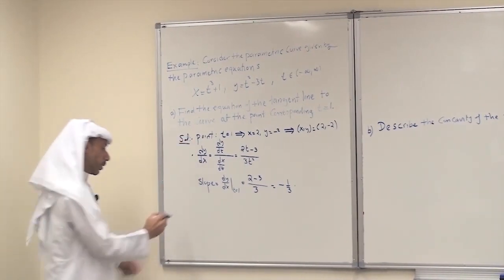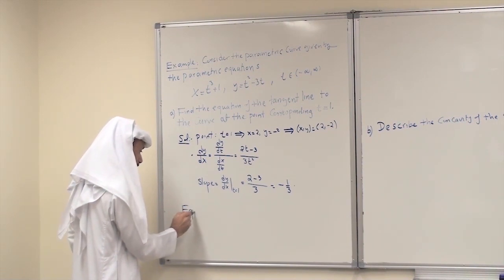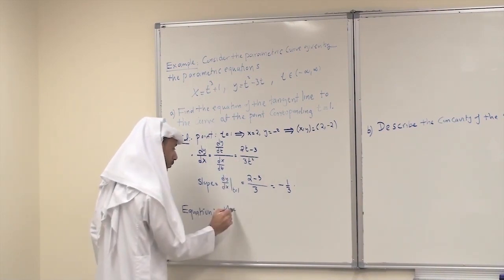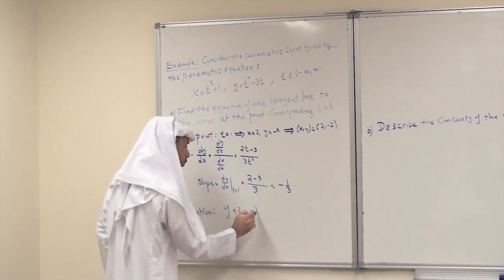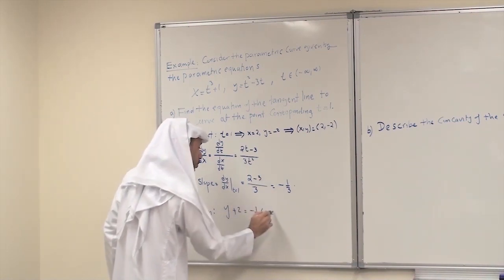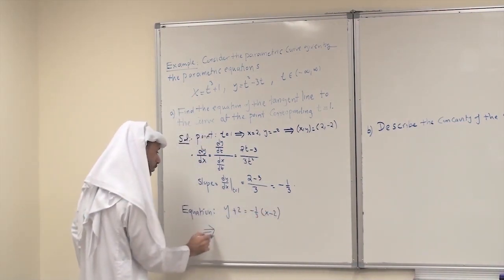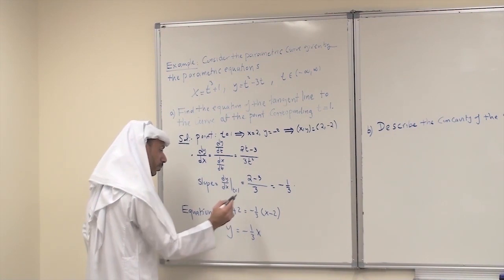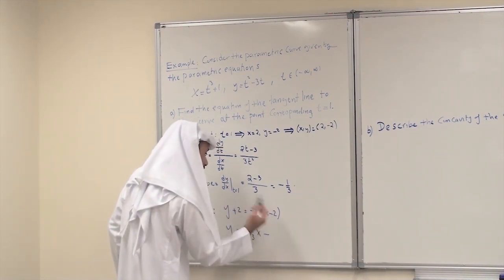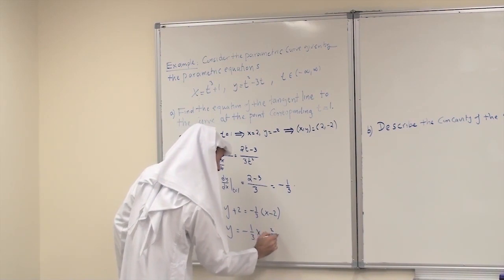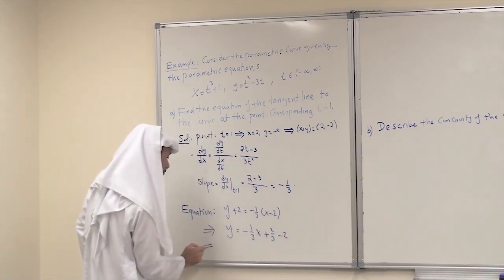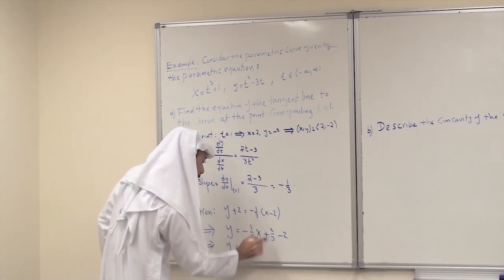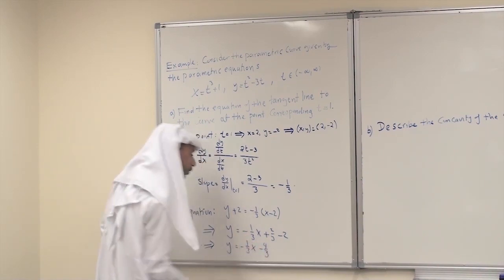With a point and the slope, the equation of the line is y minus (minus 2), that is y plus 2, equals minus 1/3 times (x minus 2). We can simplify this further and get y equals minus 1/3 x plus 2/3 minus 2, and hence we get y equals minus 1/3 x minus 4/3.